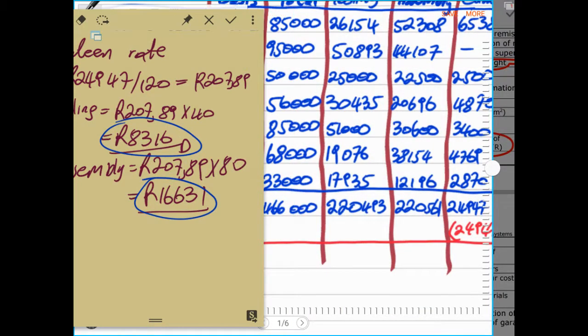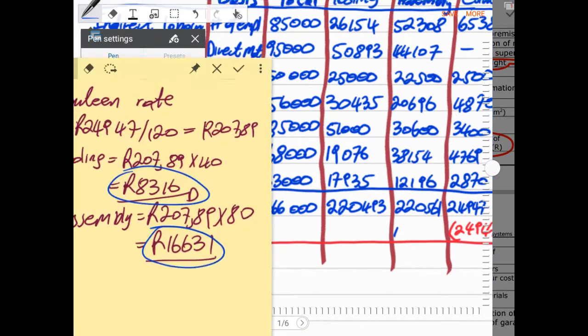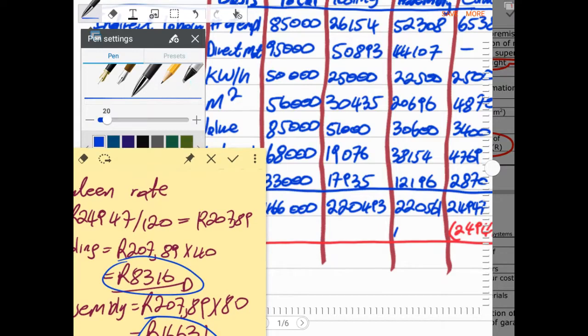Then this is the secondary allocation, where we allocate our service department to the main departments. 16,000 is for the assembly. Let me just check here.